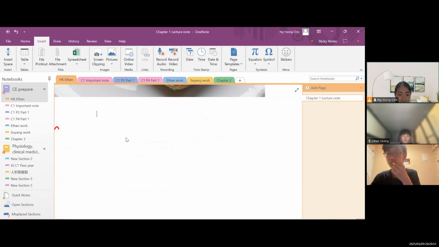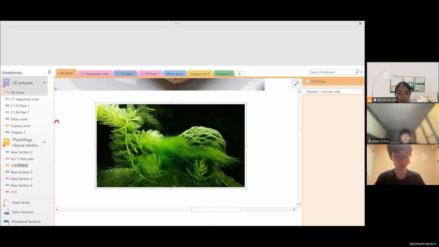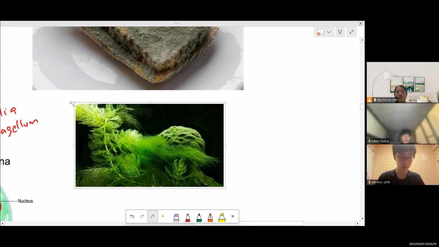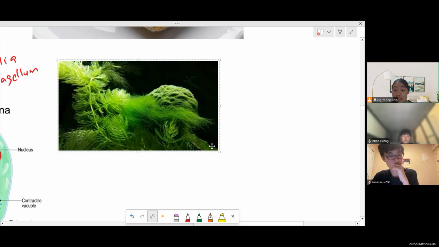Algae. When you look at the external appearance of algae, you think it's a plant, right? You might be thinking it belongs to plant. Actually, it does not belong to plant. It belongs to protists.